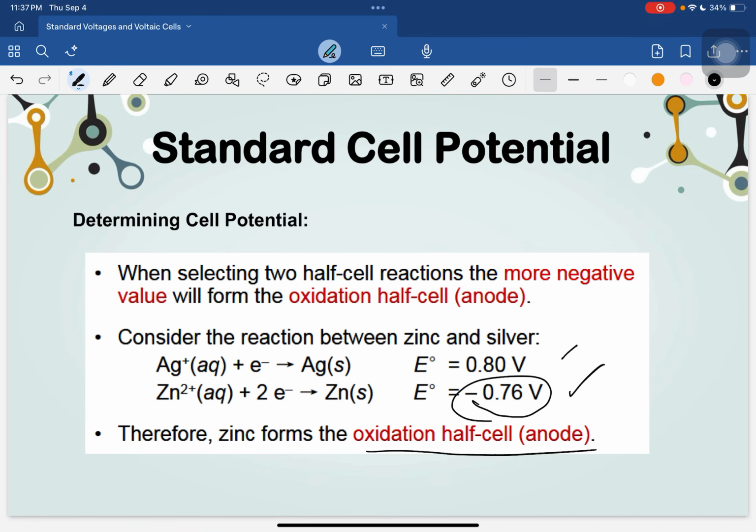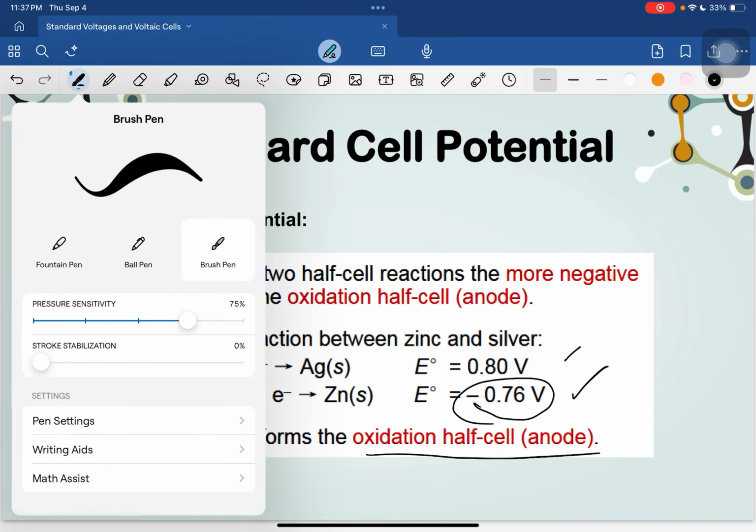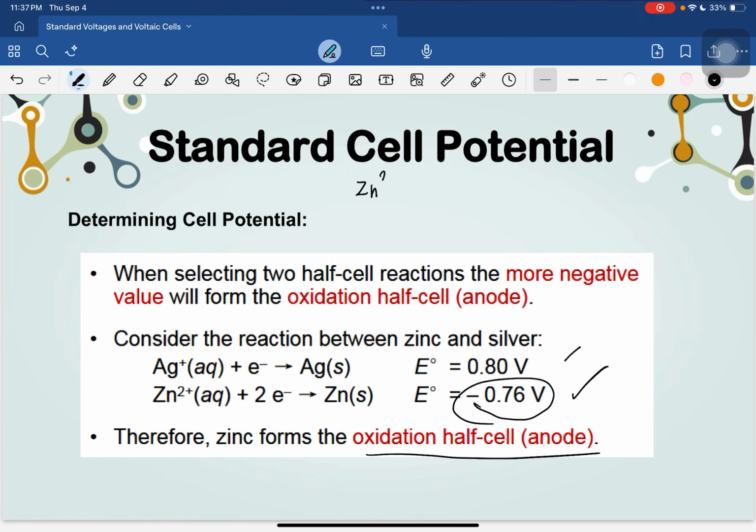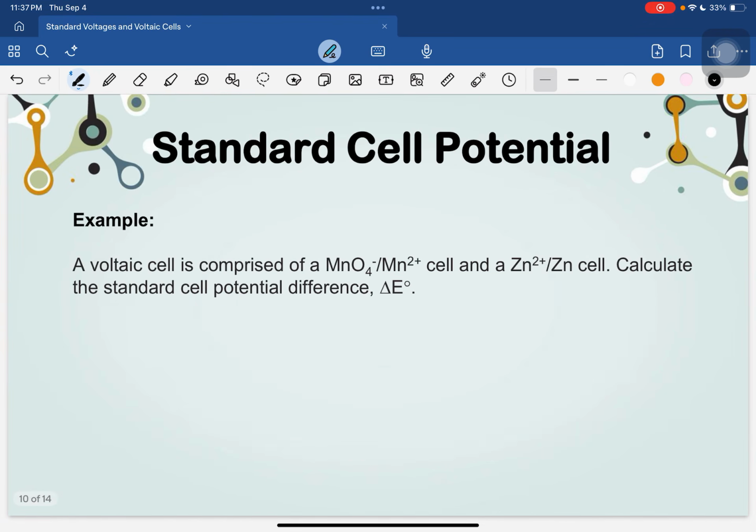Okay, so if you need to do the cell notation, we said that anode will be on the left. So we can say that this is, just to get the cell notation, Zn, Zn2+, then salt bridge, Ag+, Ag. So that's how you do it. This is now your anode side, and this is your cathode side.